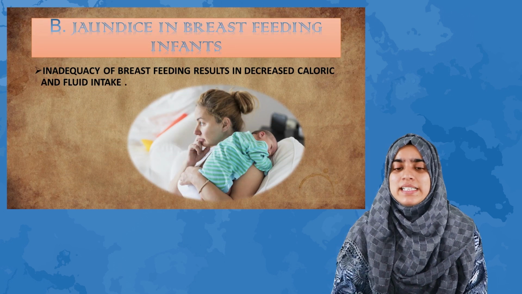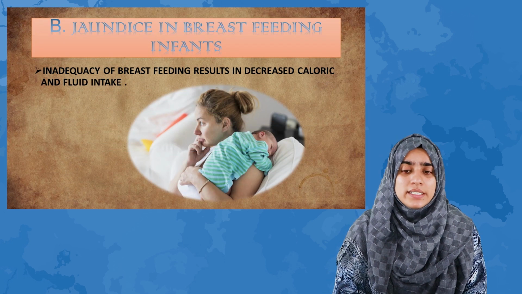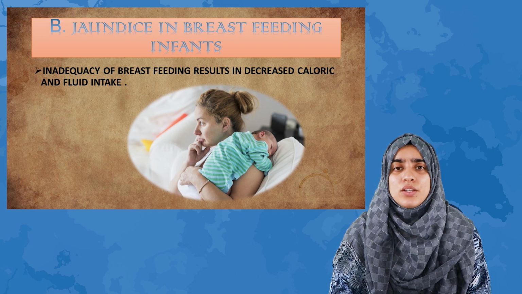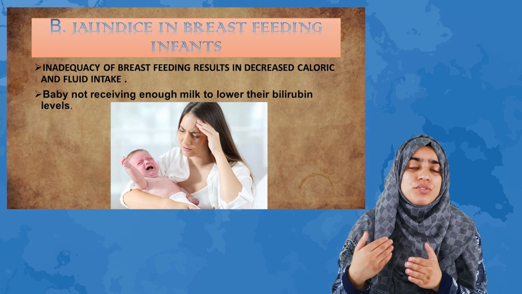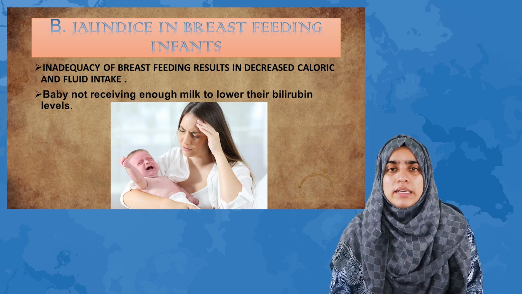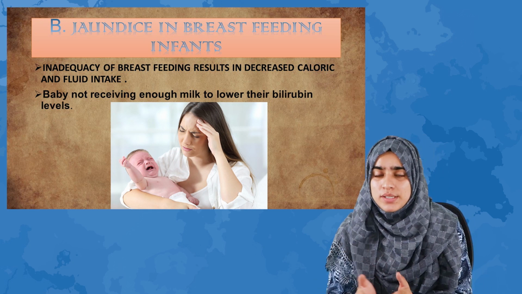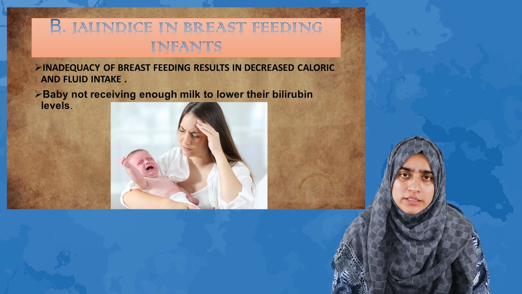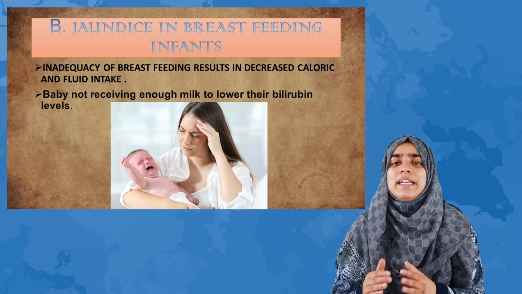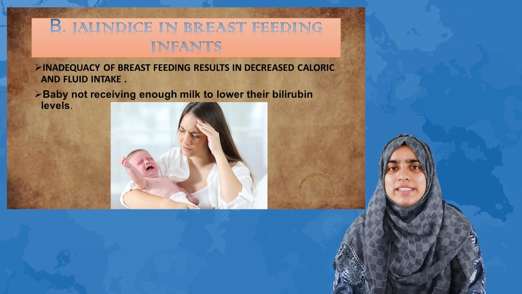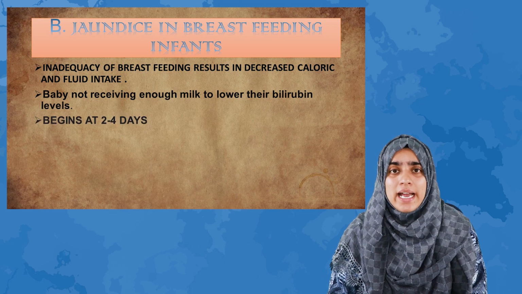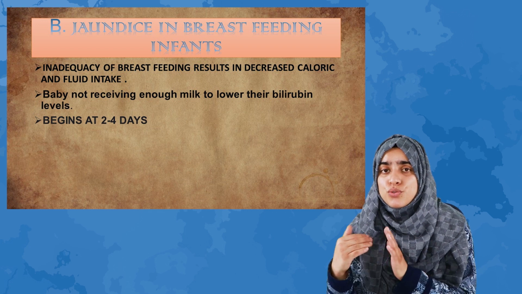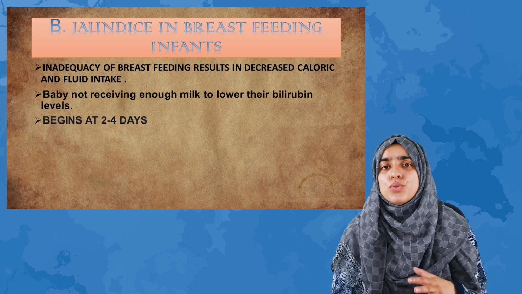When breastfeeding is inadequate, it will result in decreased caloric and fluid intake of the breastfed infants, the baby not receiving enough milk from the mother, so the bilirubin levels are not reduced. Mother's milk helps to reduce the bilirubin levels in a few days. It will begin by the age of 2 to 4 days, and it may take at least 2 to 3 weeks to subside.